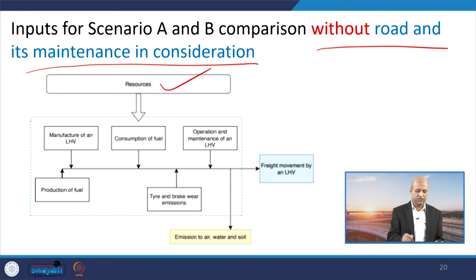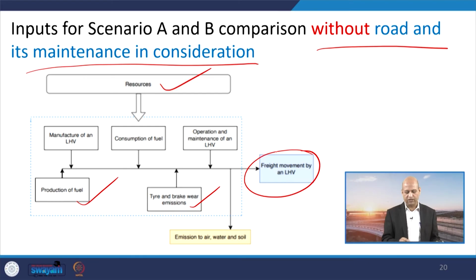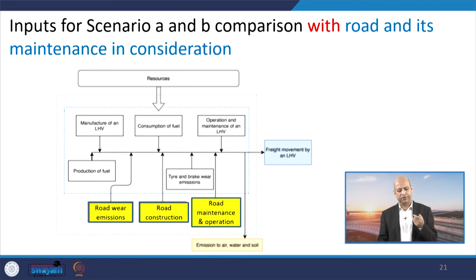So, the resources, manufacturing of LHVs and the consumption of the fuel, then operation and maintenance of an LHV, that is the longer and heavier vehicles, production of fuel, and then the tire and brake wear emissions, freight movement by an LHV, and then emissions to air, water and soil. So, this is the without road and maintenance consideration. Both scenario A and B have been run and compared.